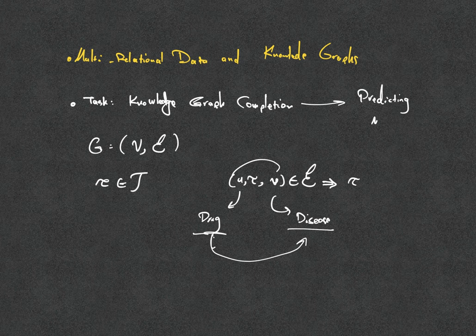Now, the task of knowledge graph completion has to do with predicting missing edges, which is also called relationship prediction. However, there are examples of node classification, etc., defined on multi-relational data and knowledge graphs as well.